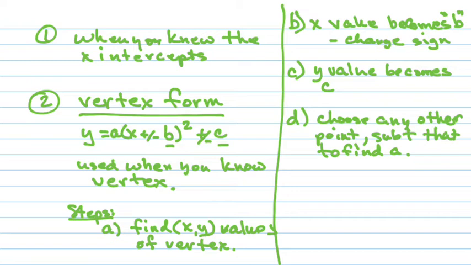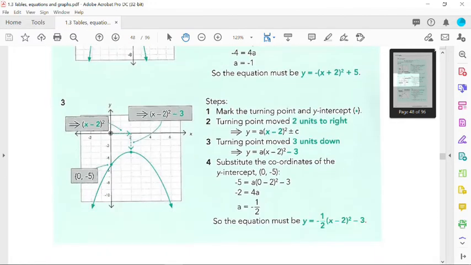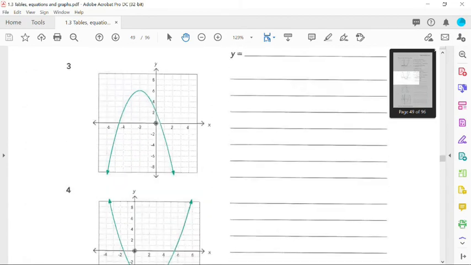All right, so let's just go to the book and look at a couple of these. You're going to find these are pretty much just plug and play. You're just going to find the x and y values of the vertex, stick it in, then solve for some other point to get your a. This is on page 48 of your book, where they start with their ones. Let's just look at some from the homework.